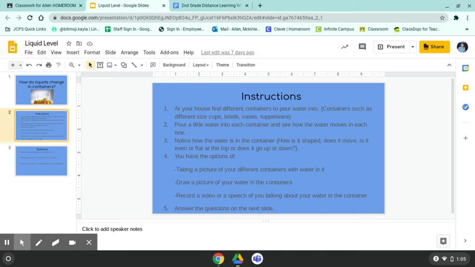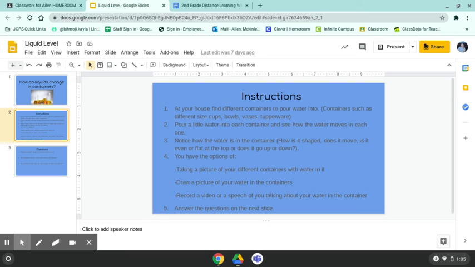I want you to see if the water moves. Does it go side to side? Does it go up and down? Is it flat? How is it shaped? Is your water in the shape of the container, the bottle it's in? So you're just going to look at the water inside of your container.